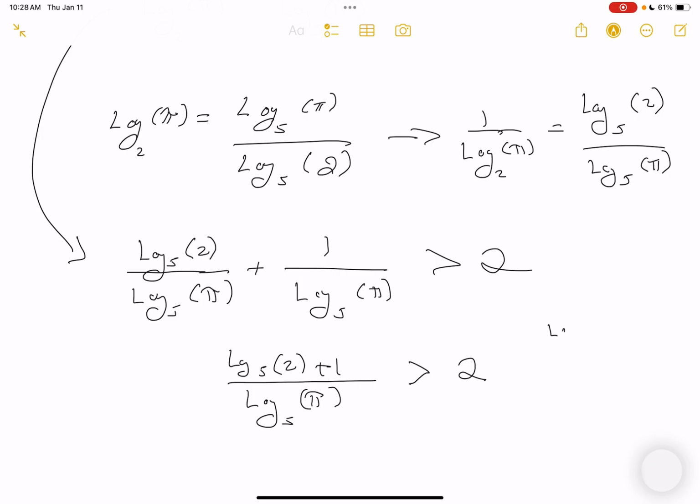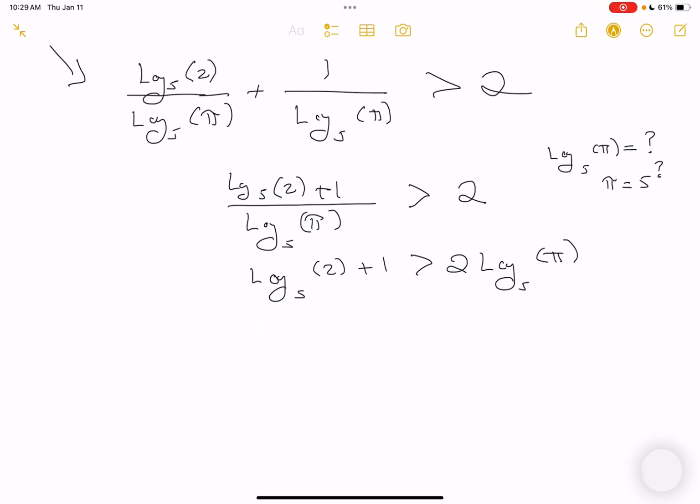Now, before I go forward, I want to point out log base 5 of pi is going to equal some number. What's the number? Pi would be 5 to the question mark. Hope that's agreed. It's going to be a fractional interval, a definitely positive number. So I can multiply both sides by that positive number. And what do you get? Log base 5 of 2 plus 1 is going to be greater than 2 log base 5 of pi. Again, I'm still making an assumption this is true. Who knows? Maybe we'll find out it's not true.